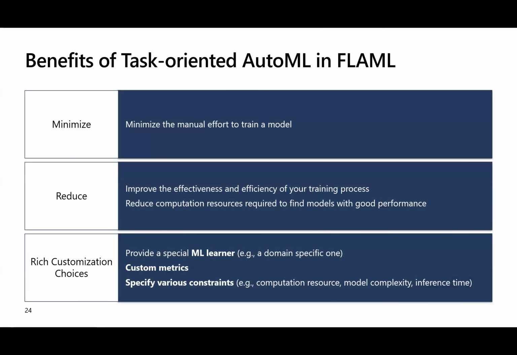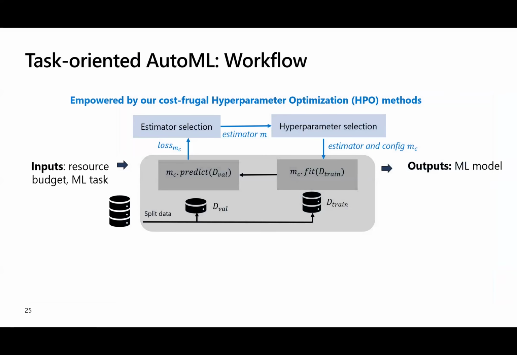To summarize a little bit, for task-oriented AutoML in FLAML, we found that FLAML can minimize the manual effort to train a model, and it can also improve the effectiveness and the efficiency of the training process, reducing both the computation resources and the time. It also supports customized metrics and customized learners or models with very simple plugin functions.